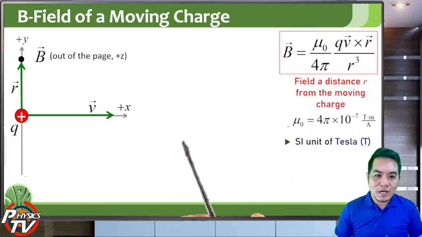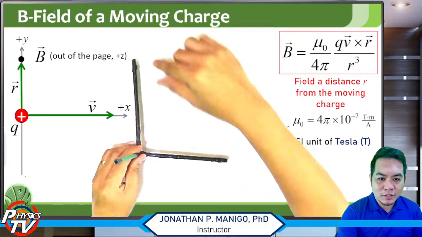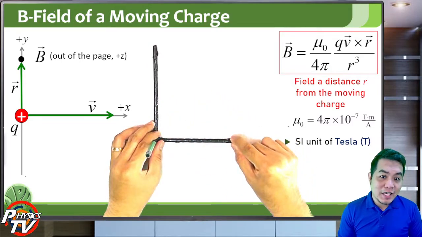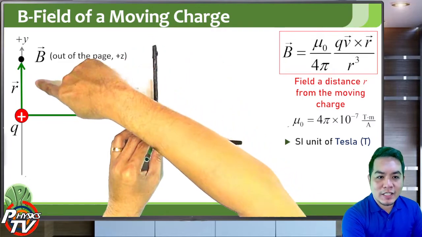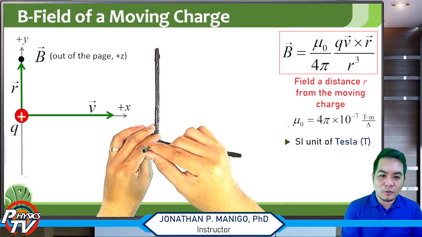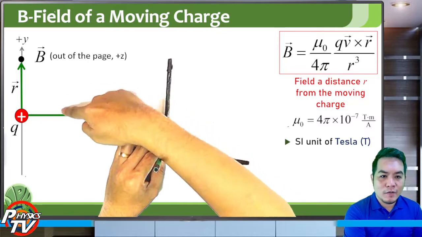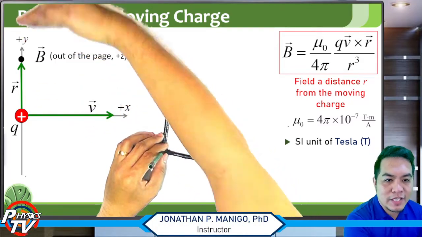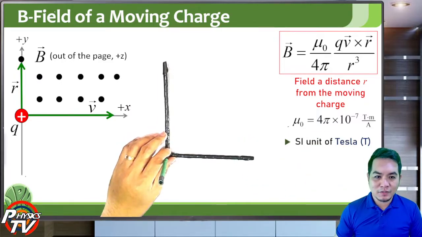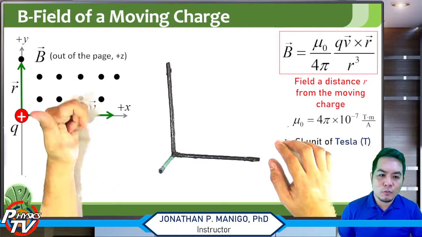So V cross R. For example, this is our V, and this is our R. So V cross R: V is in the i hat direction, and R is in this case in the j hat direction, positive y-axis. So i hat cross j hat is equal to k hat. So it's out of the page. So the magnetic field on any point on this side will be out of the page. V cross R of this is always out of the page.